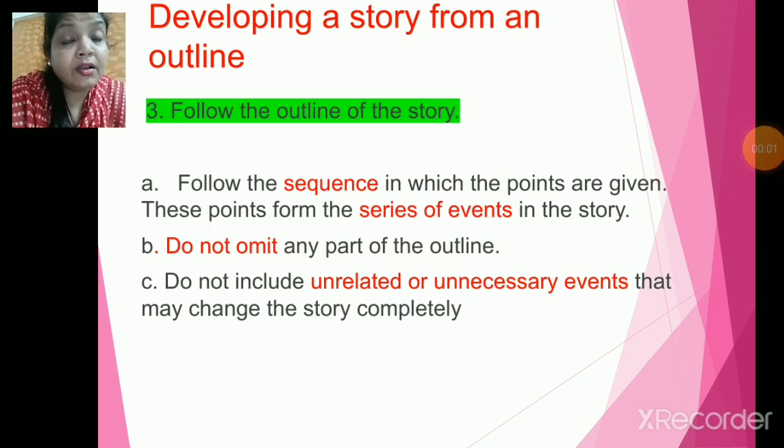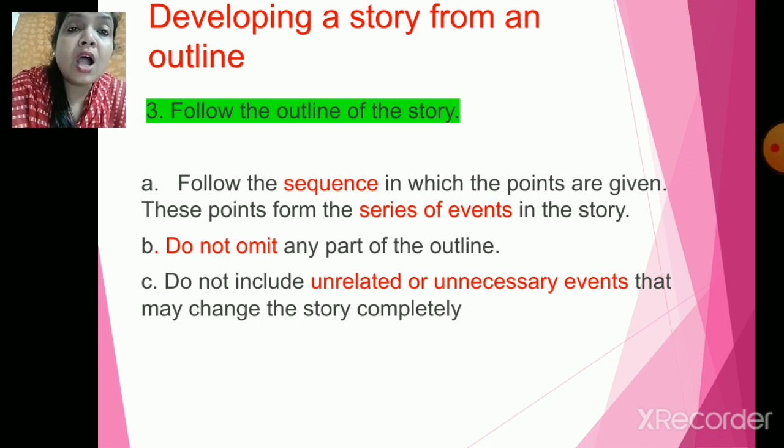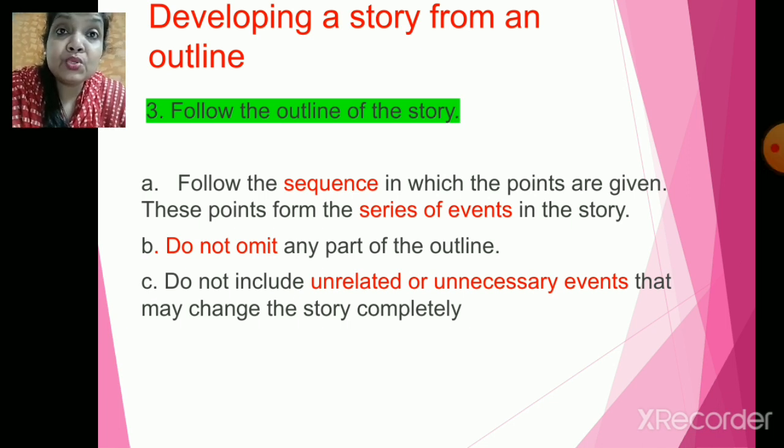Now, children, the third important point is follow the outline of the story. Now, how to follow and what are you supposed to do when you follow the outline of the story? The first point is follow the sequence in which the points are given. These points form the series of your events in the story.